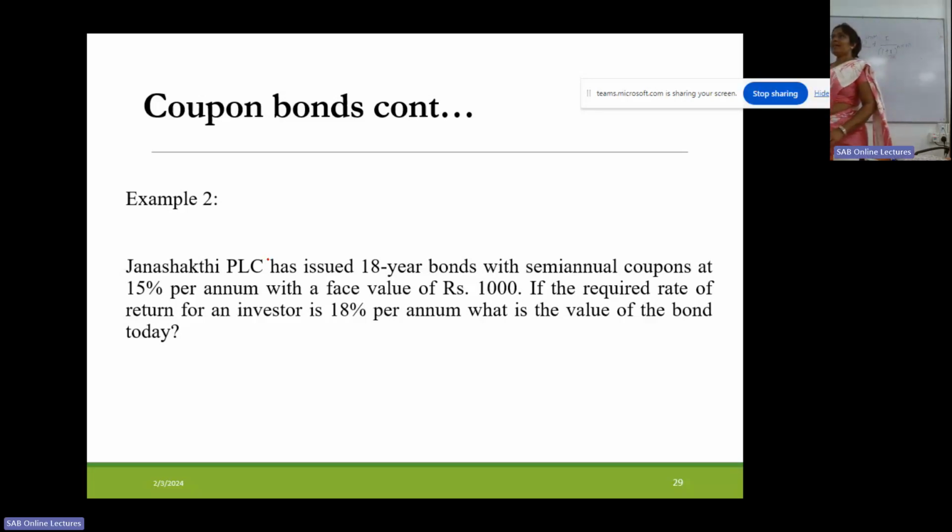Now the coupon is less than the required rate of return. Is it an attractive bond? The coupon is less than the required rate of return, so it is less attractive. To make it attractive, the market rate would have to come down. So you can see the bond is selling at less than 1,000. The bond is selling at a discount.